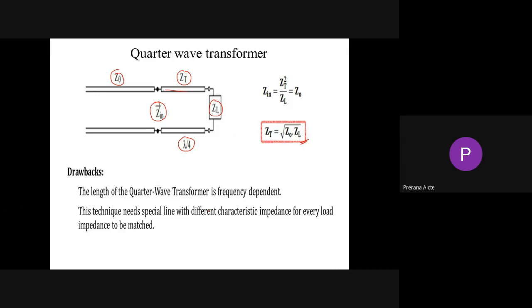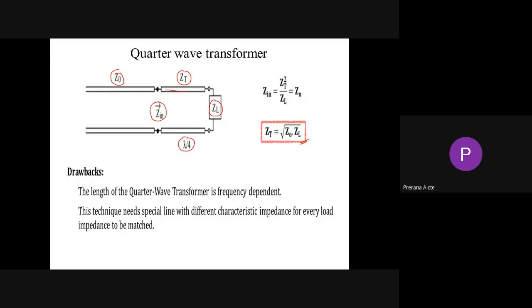So the characteristic impedance of free space is 377 ohms. Now we need a different characteristic impedance. That impedance is matched to the load impedance, then only the maximum power will be transferred. Otherwise, if it is not, then some of the power will be reflected back to the source. That is the reflection coefficient. How much of the power will be reflected back to the source?